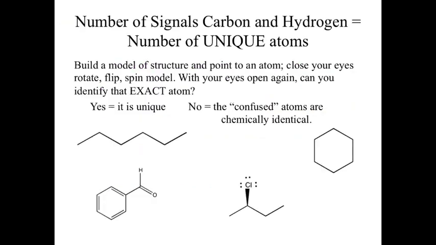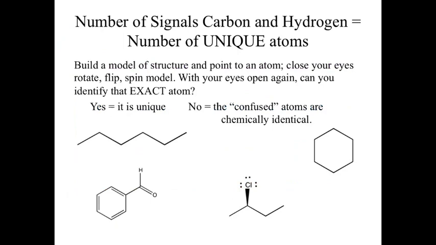So, number of signals. This works for both carbon and hydrogen NMR, and what we're looking at is the number of unique atoms. In general, the way that I like to think about this is that if you built a model of any one of these 4 compounds, and then we pointed to an atom, either hydrogen or carbon, and we close our eyes and we flip and rotate, spin, throw the molecule on the ground, spin on it, stand on it, do whatever you want, and then when you open your eyes up again, can you point to that exact atom? Okay. If you can identify that exact atom with no questions, then that atom is unique. There's nothing else like it in that structure.